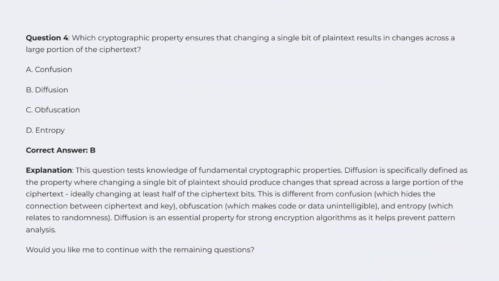Explanation. This question tests knowledge of fundamental cryptographic properties. Diffusion is specifically defined as the property where changing a single bit of plaintext should produce changes that spread across a large portion of the ciphertext, ideally changing at least half of the ciphertext bits. This is different from confusion, which hides the connection between ciphertext and key, obfuscation, which makes code or data unintelligible, and entropy, which relates to randomness. Diffusion is an essential property for strong encryption algorithms as it helps prevent pattern analysis.